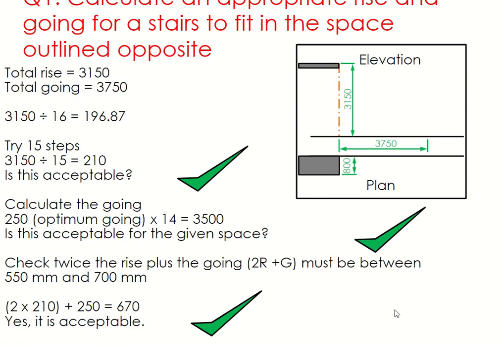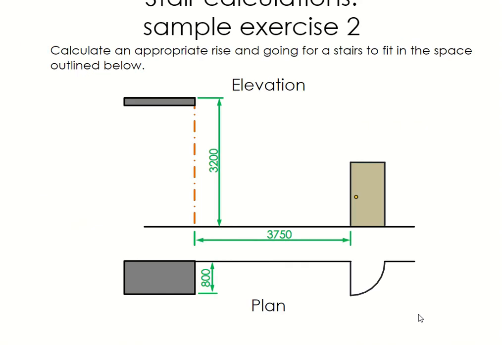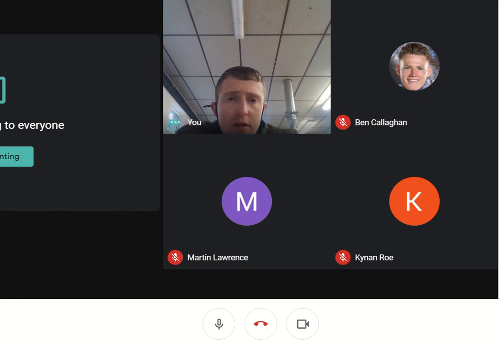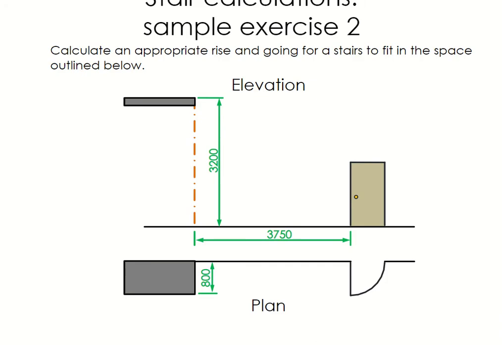So that is the calculation. There's a bit of thinking in it, but whenever you get used to it, it is fairly straightforward. It's the same calculations the whole time. You're going to find the steps, find the going, and then use the formula to check twice the rise plus the going. So we'll go on and do number 2. Anyone got any questions on the first calculation before we move on to the second one? No? Okay, we'll move on to the second one.